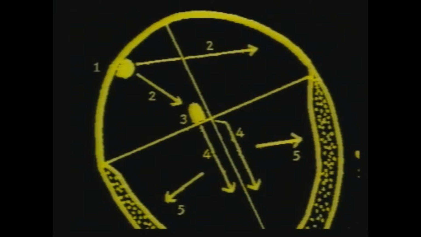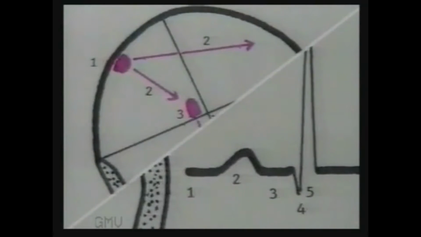In the ventricles it travels along the right and left bundle branches marked 4 and then through the Purkinje fibers to the ventricles. Now correlating the events to the ECG recording, the process of activation, that is depolarization, begins at the sinoatrial node or the SA node situated in the right atrium.